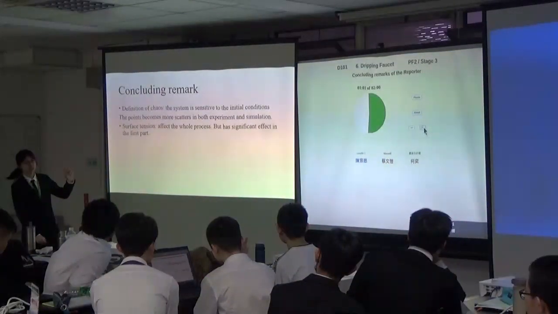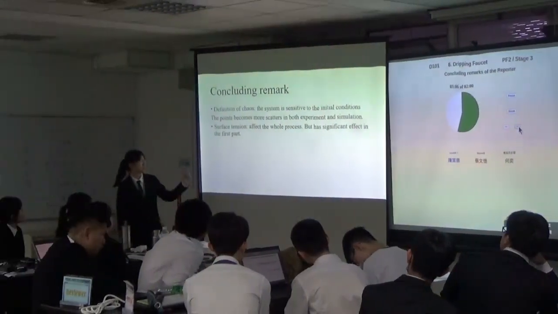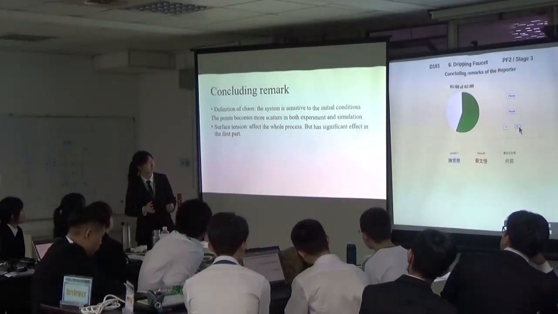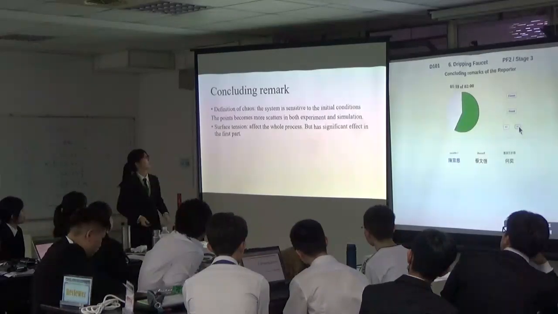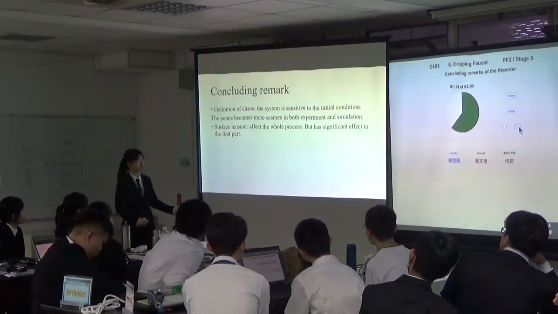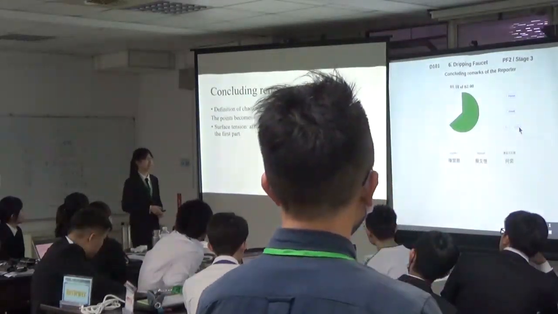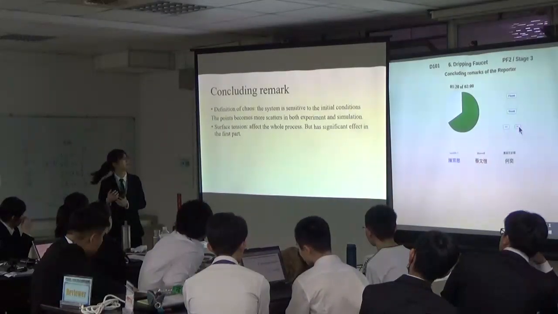And for the definition of chaos, which was asked by the reviewer, we say it is that the system's result is highly sensitive to the initial conditions. And he also asked about the surface tension, and we said that it affects the entire process, but it has a significant effect in the first part.